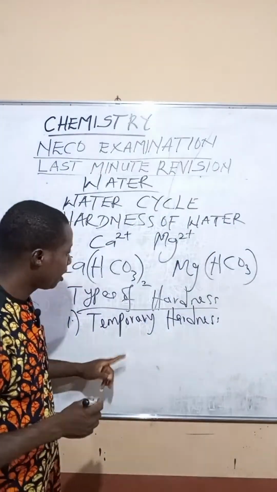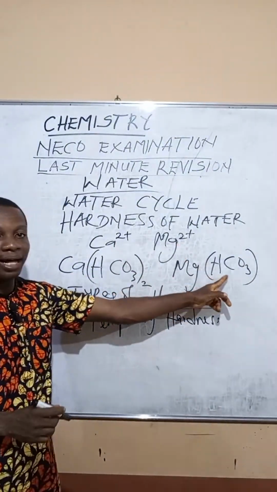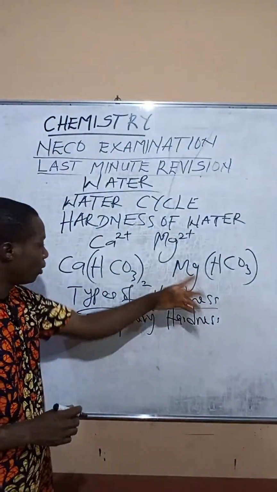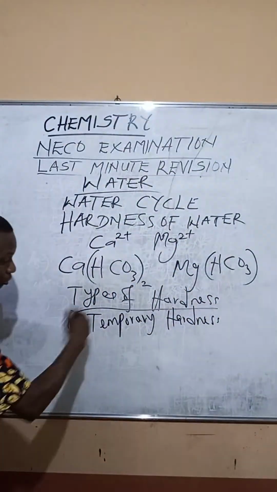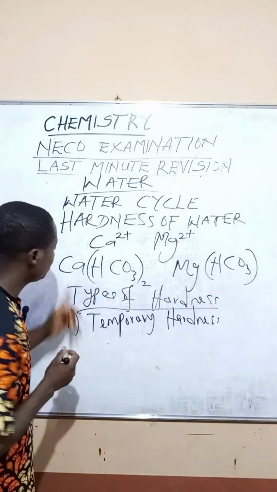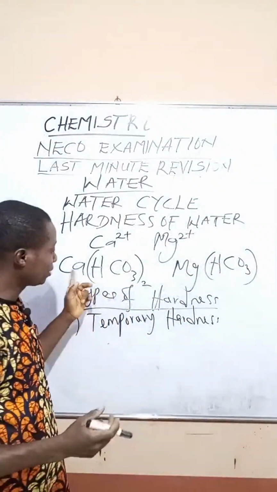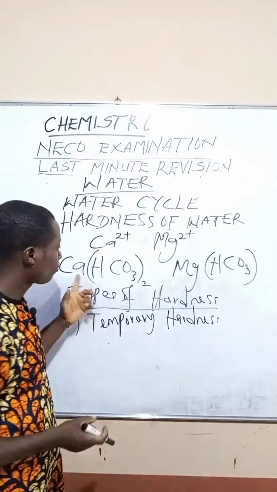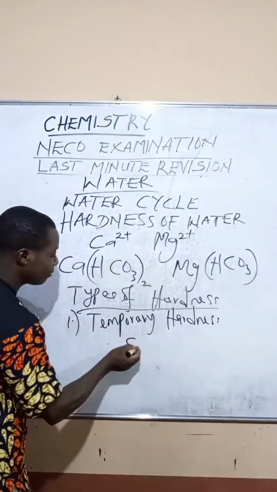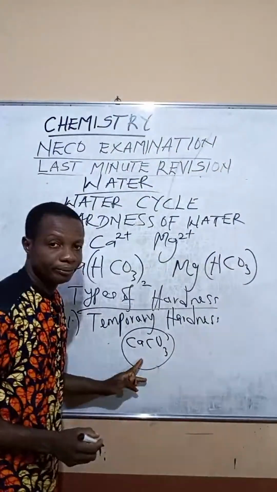Now, it is due to the presence of calcium or magnesium ions in the form of hydrogen carbonate. In this form, it can be removed by boiling. When you boil this, the calcium hydrogen carbonate will be split, and the calcium carbonate will be precipitated after boiling. This one will now come out when you boil.